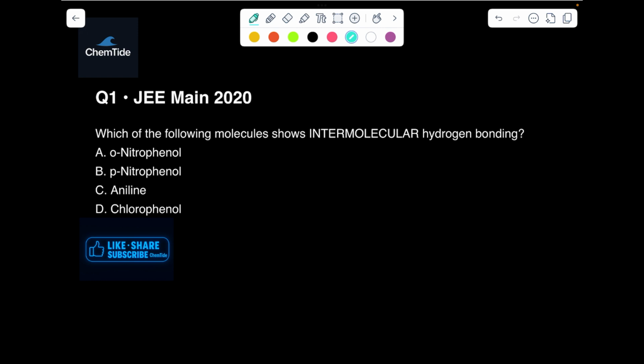Let's do the first question, that is JEE Main 2020. Which of the following molecules show intermolecular hydrogen bonding? Intermolecular means different molecules. Orthonitrophenol, the structure looks like this. This is within the molecule, so it will show intra. So this is a wrong answer.